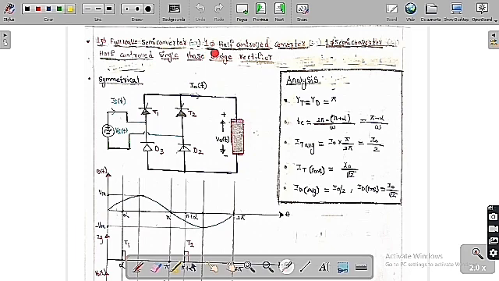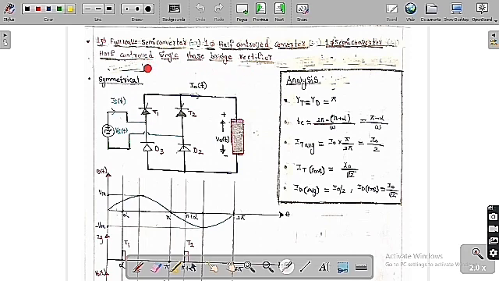Or it is also called the single phase half controlled converter. Single phase half control means here we are going to use some thyristors and some diodes, and also it is a converter or rectifier. Or single phase semi-converter means it's a combination of both thyristors and diodes. Or it is also called the half controlled single phase bridge rectifier.